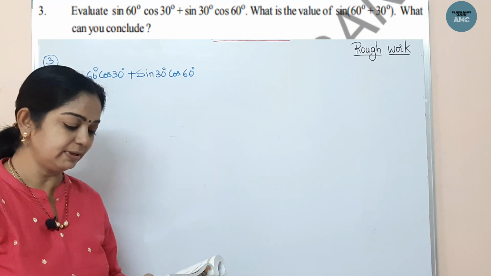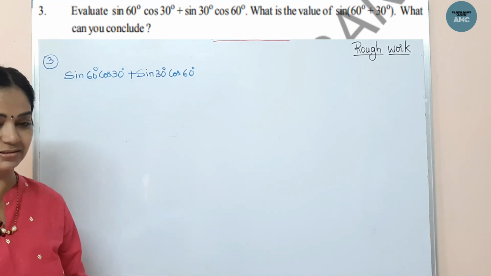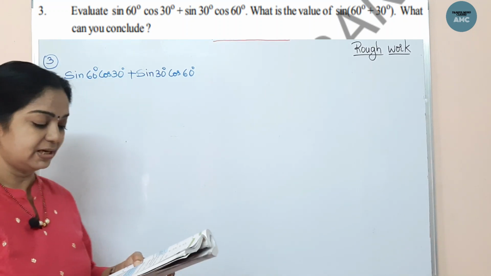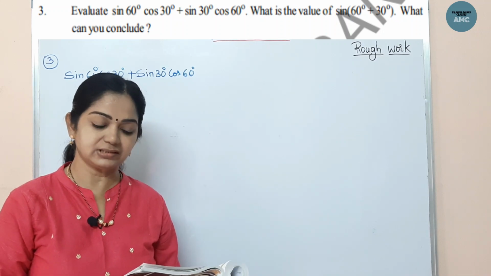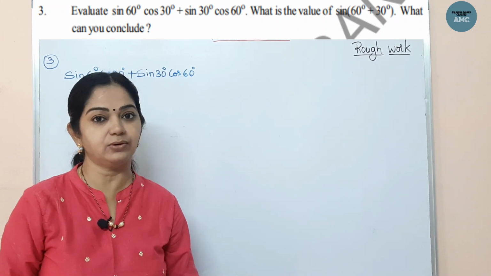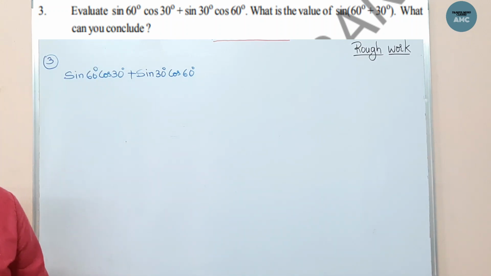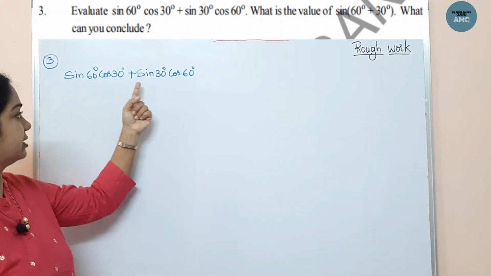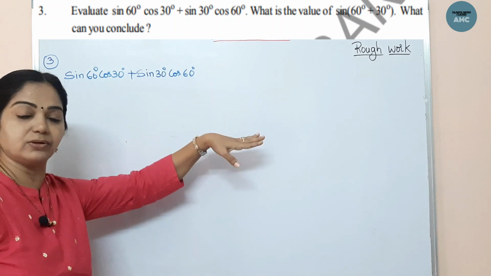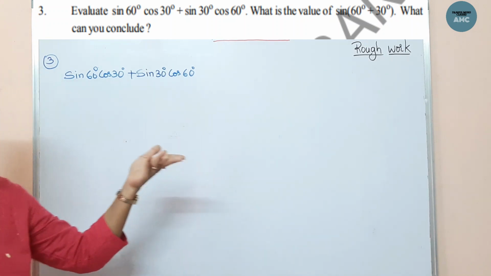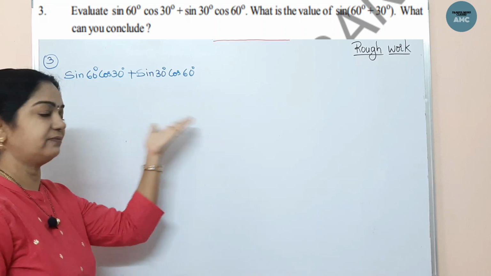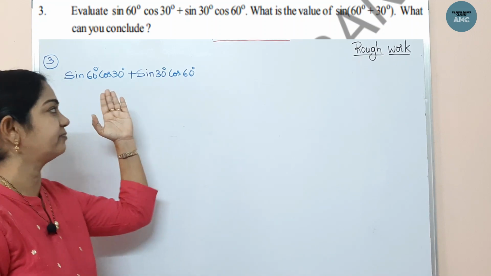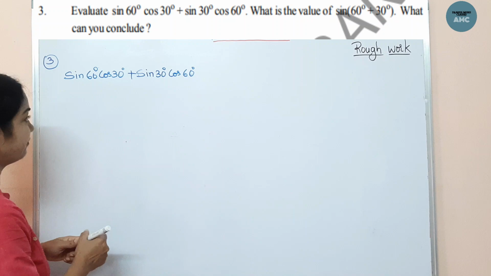The third problem: evaluate sine 60 cos 30 plus sine 30 cos 60. What is the value of sine of 60 plus 30? What can you conclude? Now clearly given sine 60, cos 30, sine 30 and cos 60, and also asked what is the value of sine 60 plus 30, and finally what can we conclude, what can we infer from this, right? Now let's substitute the values.